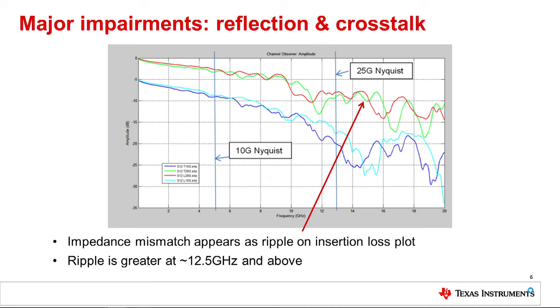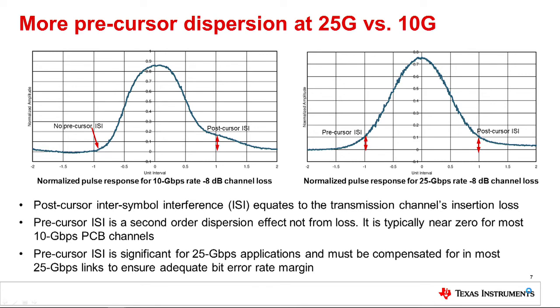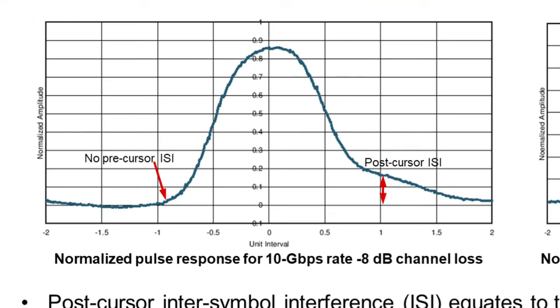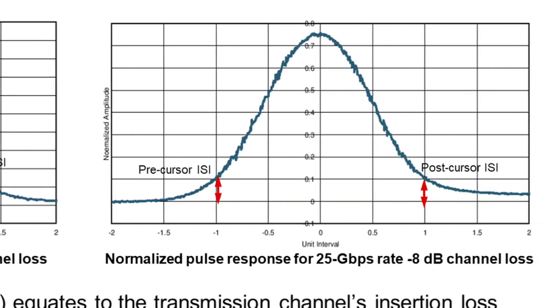Our third transmitter impairment, which is more significant at the 25 gigabits per second data rate, is precursor dispersion. One simple way to illustrate the precursor effect is by examining the response of a pulse launched across a channel for both 10G and 25G data rates. While at 10G, the precursor ISI, measured as the signal amplitude 1 unit interval before the pulse peak, is effectively zero. For 25G, there is significant precursor ISI present.